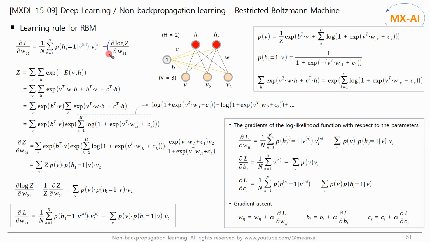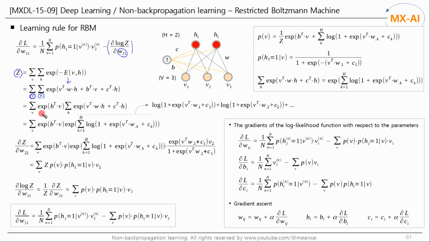Next, let's differentiate the second term, log Z, with respect to W21. Z, zeta, is a normalization factor for computing P of V and is defined as follows. If we plug the energy E into this equation, Z can be written like this. We add up all the exponential negative energies for all possible values of V and H. Here, V is not the training data, but all possible values needed to compute Z.